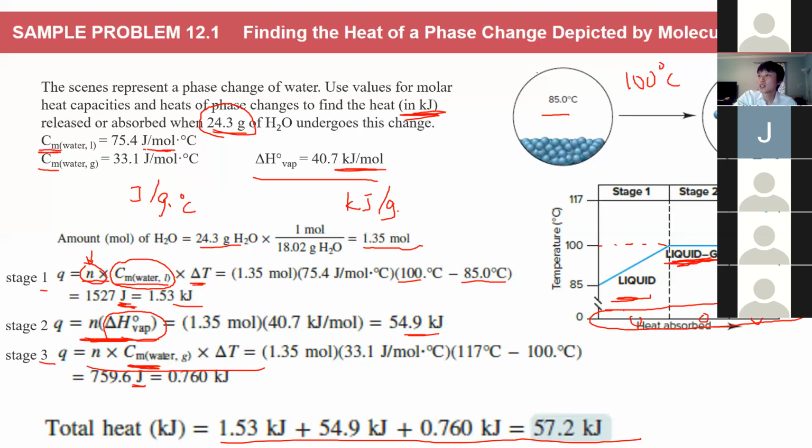If the number given is for condensation, but you want vaporization, this is the negative of delta H condensation. So basically you have the same magnitude but a different sign. Okay.